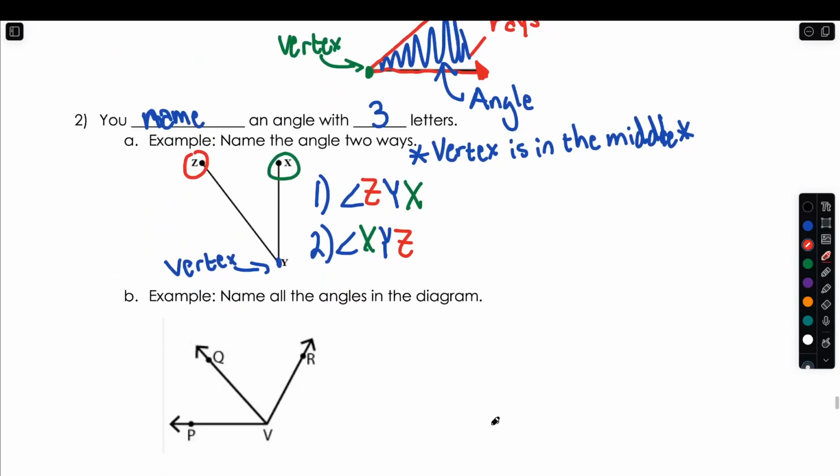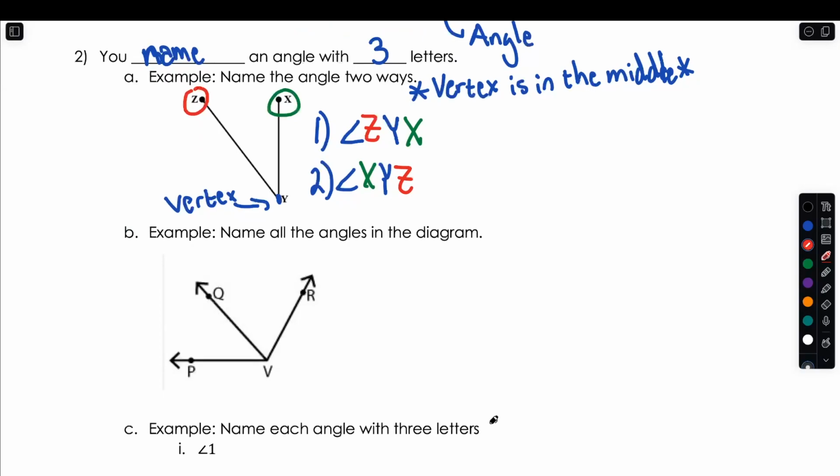So with that in mind, let's name all of the angles in the diagram. The way that I'm going to do that, so I keep track of all of them, is I'm going to highlight as I go. So we've got 1 point here with V as the vertex. Notice in all of these, V is my vertex. So at the center of every angle is going to be V. So from here, we're going to go from P to V to Q. That's 1.